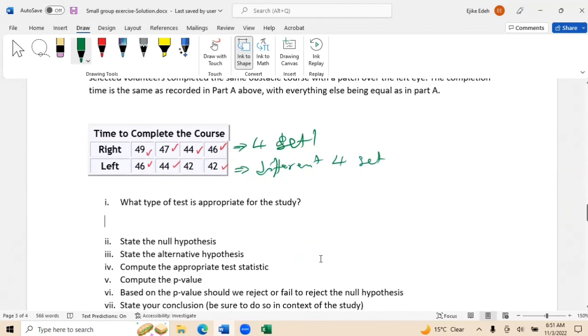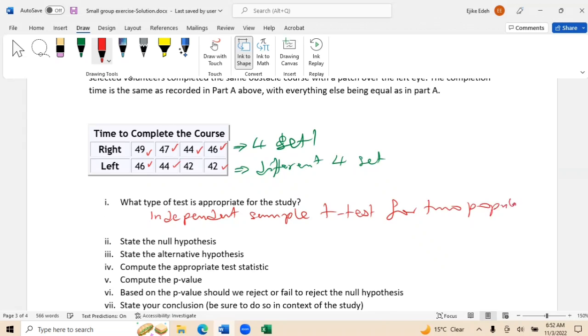So what this technically means, let me go back to red again, is that the appropriate test this time in this scenario as described in part B will be independent sample t-test. Okay, to be complete, we'll say for 2 population means. And this could be said in several ways, right?